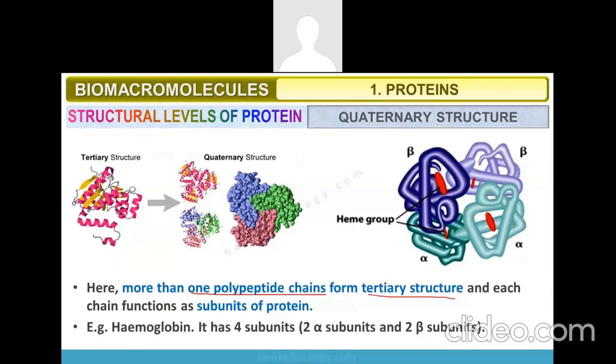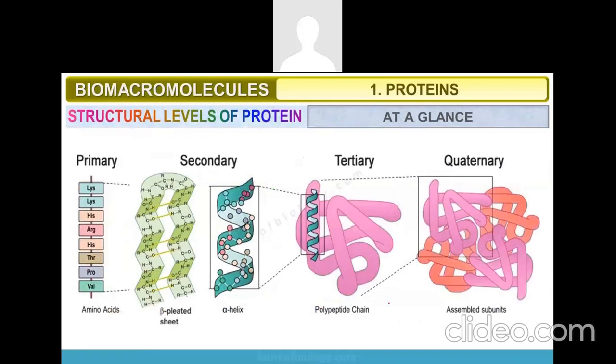And finally, the quaternary structure. Here, more than one polypeptide chain is engaged in the formation of the structure, which means if one polypeptide chain forms the primary, and then helical to form the secondary, and then three-dimensional to form a tertiary, here more than one polypeptide chain will form the tertiary structure, and each of these will combine to form a chain. These are called the subunits of the protein. For example, hemoglobin has four subunits, two alpha subunits and two beta subunits.